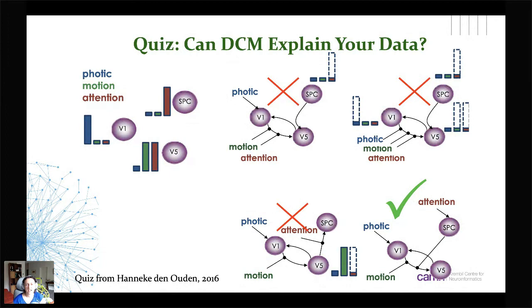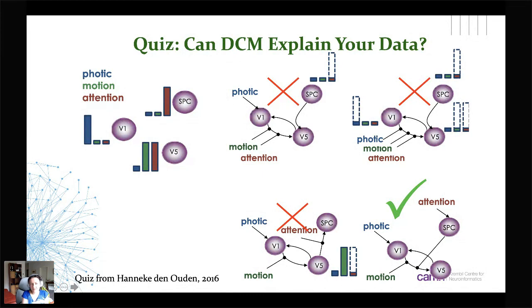Now, the second, the upper right, you don't have a driving input of V1. So all of the inputs are affecting the connectivity between V1 and V5. They're not directly affecting V1, so nothing would happen actually in your network.